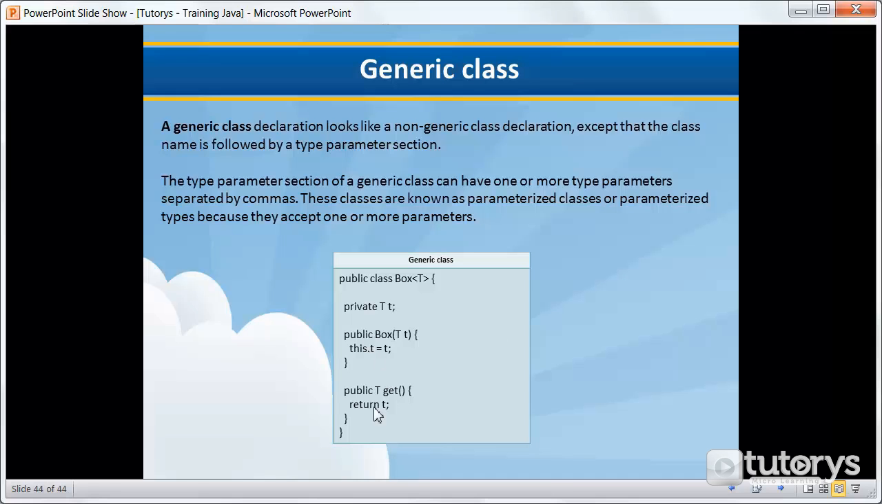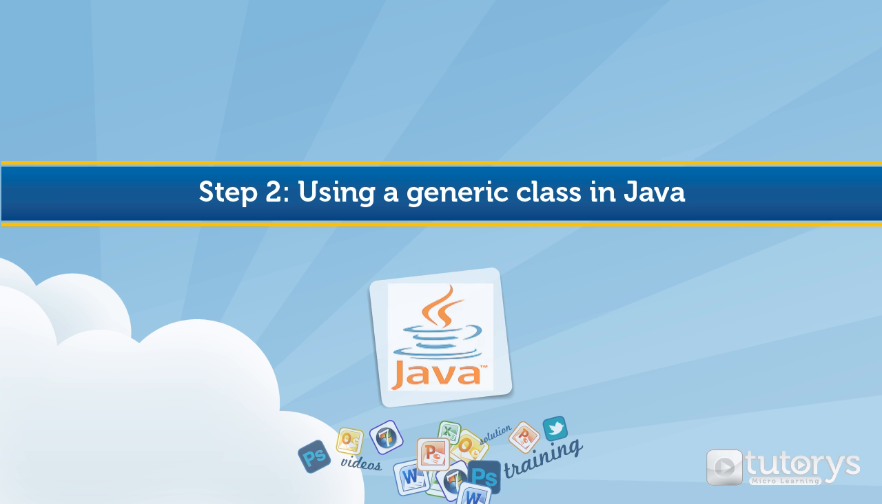And then we have a get method here that is going to return the casted value by the method signature in the main method. So in the next step, we're going to go into a bit more detail. We're going to be using this in a practical example. So meet me in the next step.